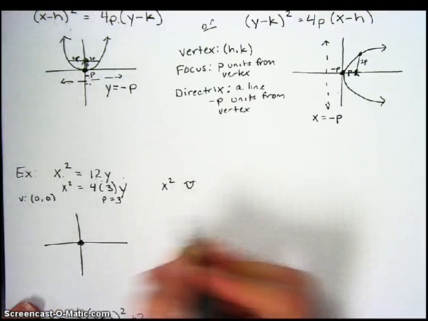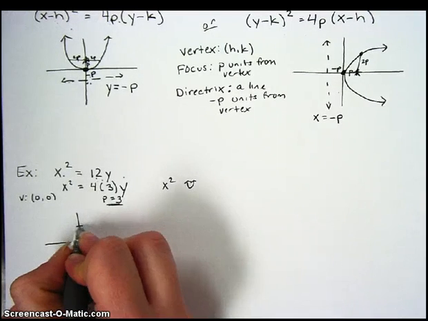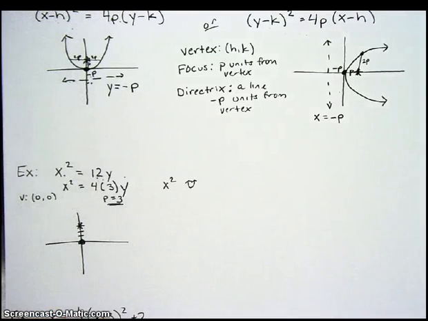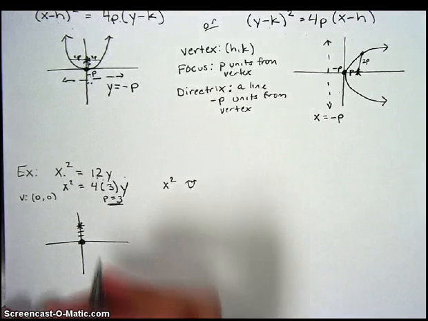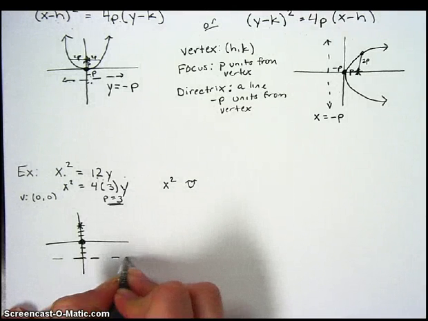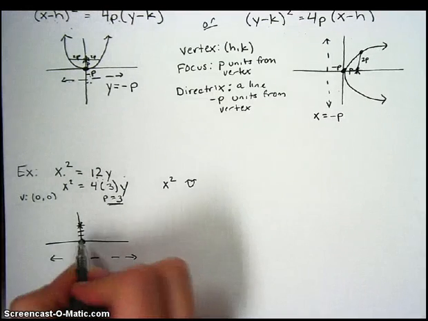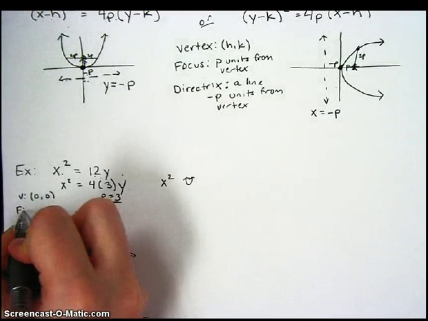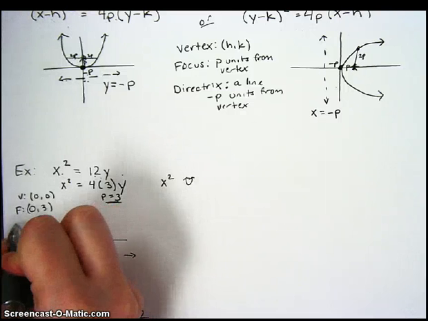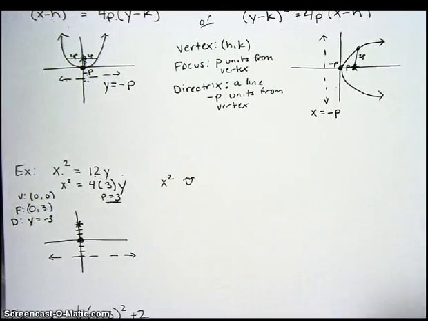I'm going to plot that. My p value is 3, so we're going to go up 3 units, and that's where my focus goes. That means we can go down 3 units, and that'll be my directrix, which is a line. We'll talk more in class about what that directrix does and how it relates to our parabola. Okay, so our focus is at (0, 3). Our directrix is the line y = −3.